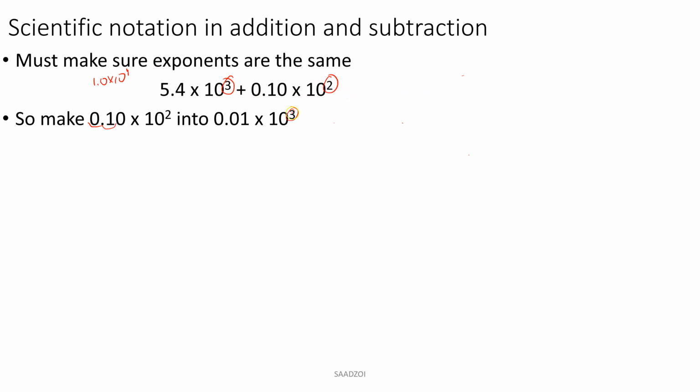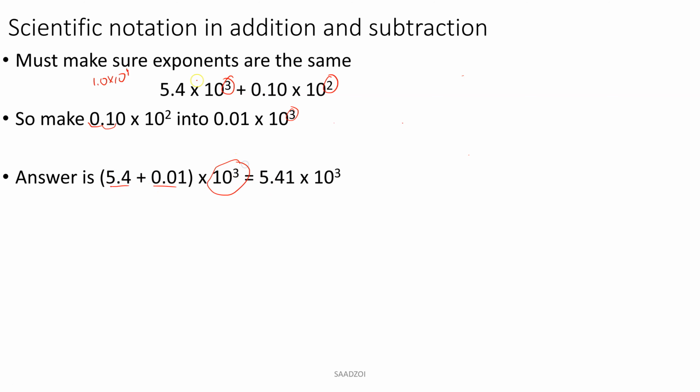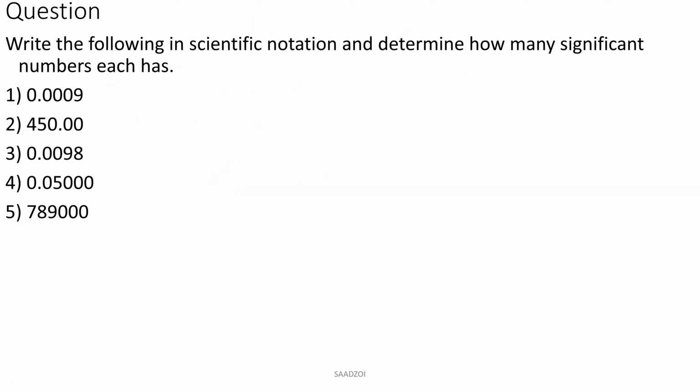We need to have the same exponent for both values before we do the math, so that's when we move to the left. So your answer, now that you have the same exponent, now you can add the numbers together or subtract them, whatever the case may be. This plus this, and then your exponent is 10 to the 3rd because both of these are 10 to the 3rd. So your answer is 5.41 times 10 to the 3rd. So for addition and subtraction, you want to make sure your exponent is identical before you add or subtract.